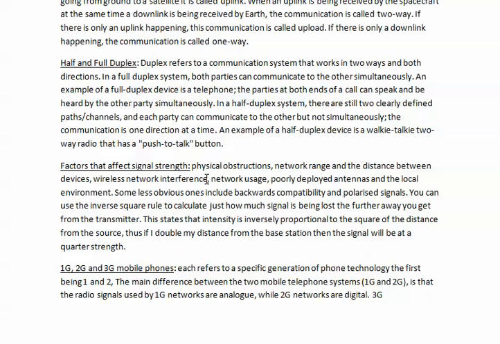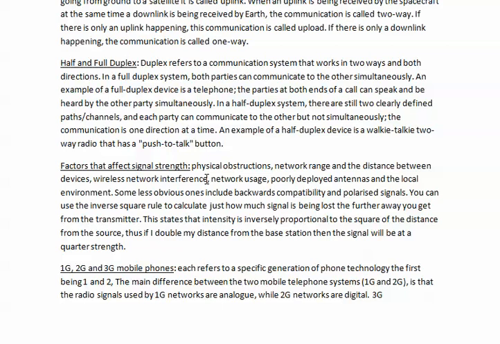Less obvious ones include backwards compatibility. Phones weren't as efficient at sending and receiving signals in the olden times, and because those phones are still in use, the network still has to use those old capabilities instead of new ones. Also, all the signals used are polarized, and if your phone isn't aligned in the same direction, you're going to lose the signal.